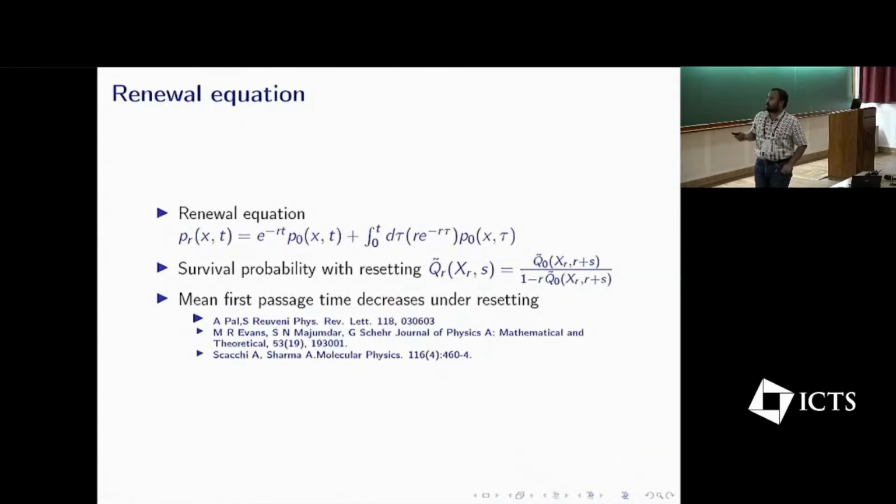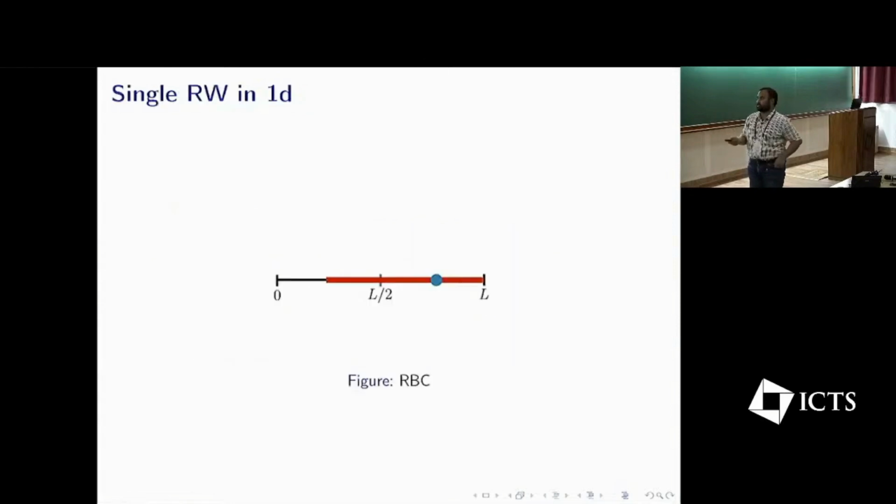So this is the renewal equation, and the survival probability basically changes because of resetting with this expression. There are several studies where it is found that the mean first passage time decreases under resetting, but for a higher resetting rate, it is not applicable. Then it again increases and goes to infinity.